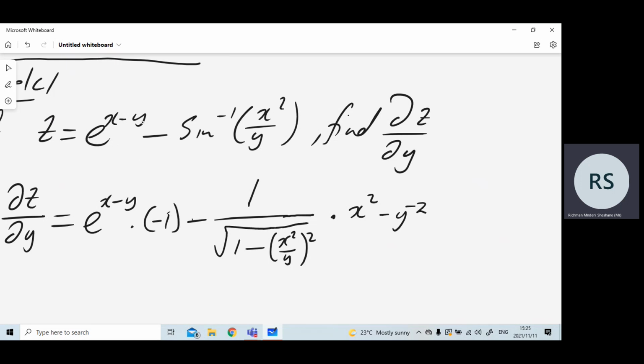So the derivative here would be minus 1. Because x is a constant, this would be 0. Y is a variable, and the derivative of y is minus 1. Okay, that's why we have minus 1 here.